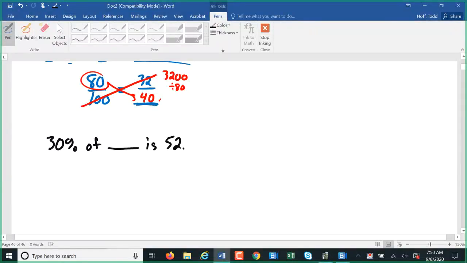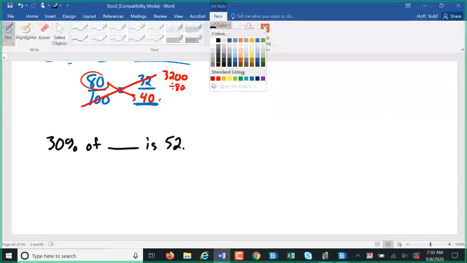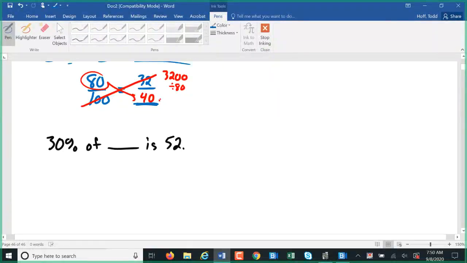Or we might have something like this. 30% of blank is, oops, that should be 51, not 52. 30% of blank is 51. So again, we start with that percent. 30% is 30 over 100.